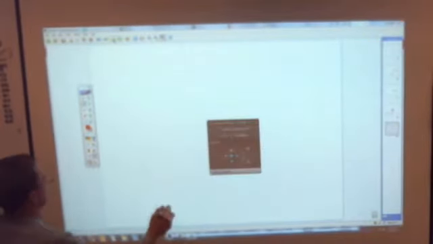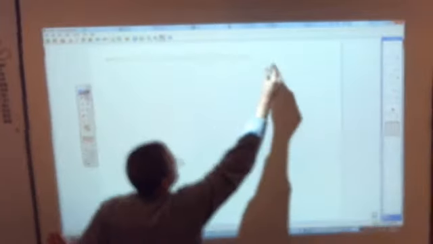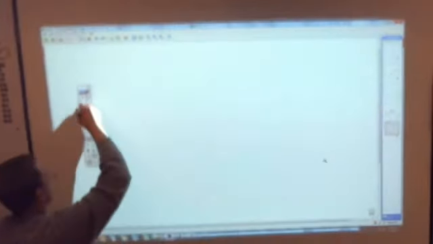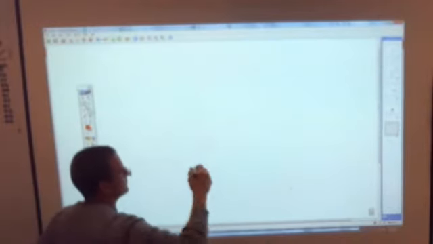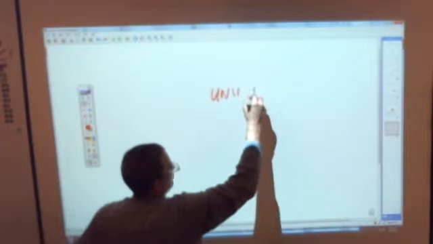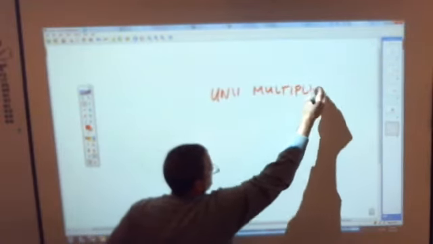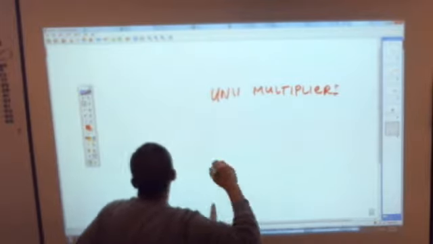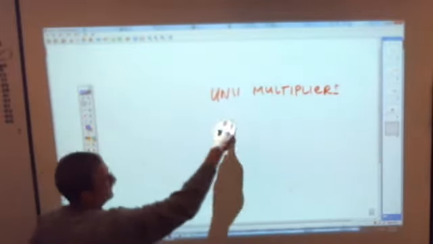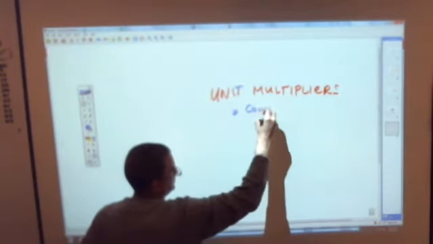Now, the title of this is called Unit Multipliers. It'll probably take us a long time. We'll try to focus on this. Unit multipliers. Sometimes other books, and even this one might at times, call this conversion fractions.